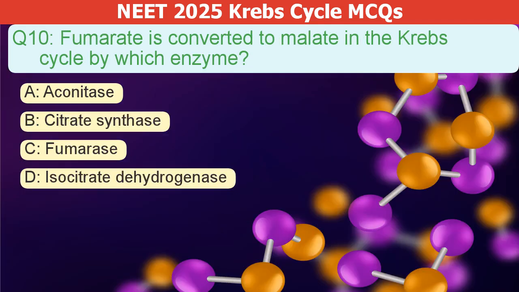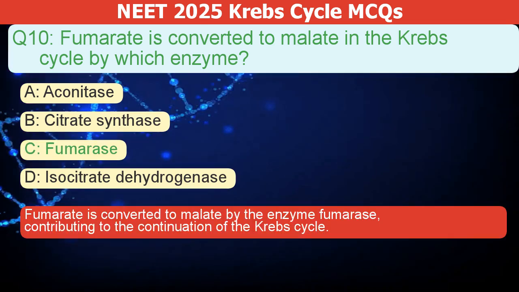Fumarate is converted to malate in the Krebs cycle by which enzyme? A. Aconitase. B. Citrate synthase. C. Fumarase. D. Isocitrate dehydrogenase. The correct answer is C. Fumarate is converted to malate by the enzyme fumarase, contributing to the continuation of the Krebs cycle.